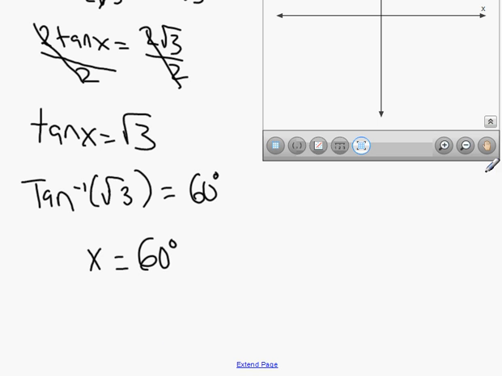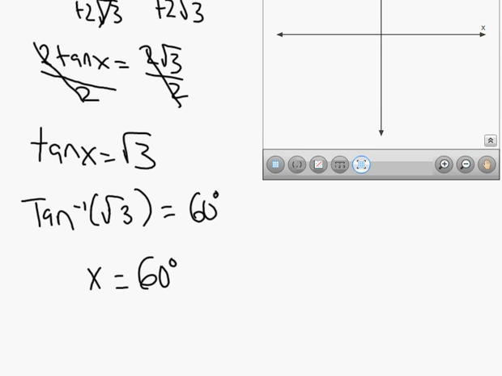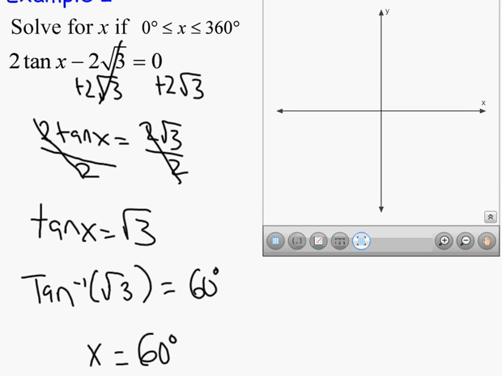Now we've got to find the other one. So we're going to use this as a reference angle. The quadrant I sketch it in depends on whether tan is positive or negative. So as you can see here, tan is positive. So in which quadrants is tan positive?